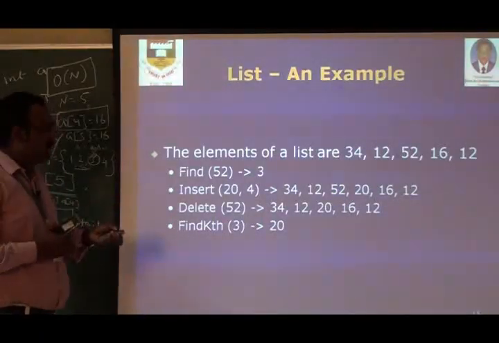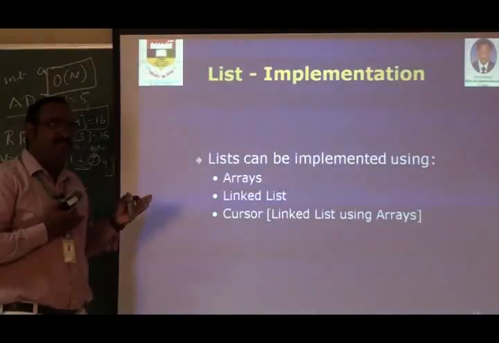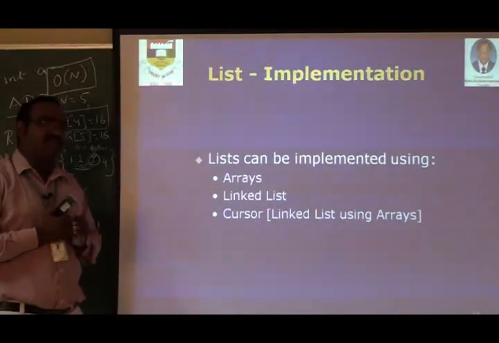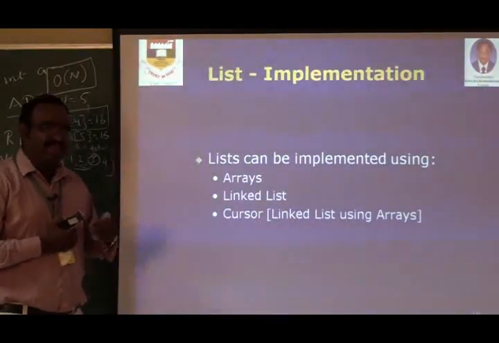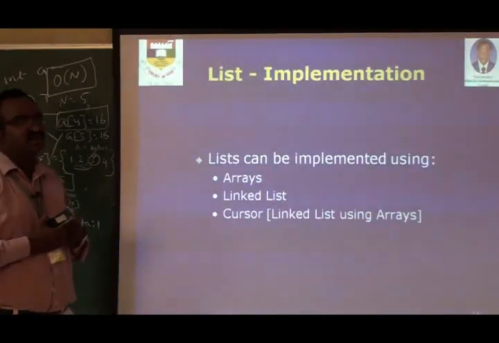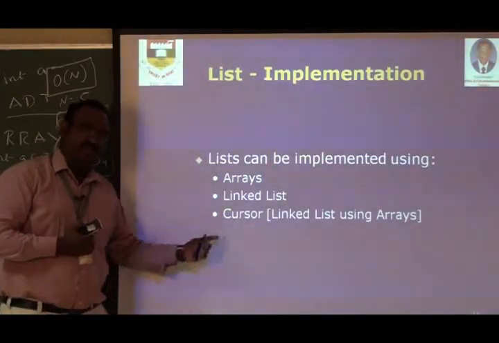So these are some simple basic operations we are performing via list. What are the drawbacks of this list? We can easily implement it via arrays. It's a contiguous location. Otherwise we can go for linked list. Otherwise we go for cursors. So there are three basic implementations of list.